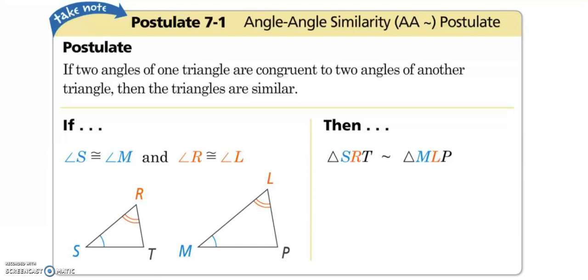measuring devices. So the first postulate we're talking about is the angle-angle similarity postulate, which states that if two angles of one triangle are congruent to two angles of another triangle, then the triangles are similar. The reason this is angle-angle and not angle-angle-angle, if we remember the third angles theorem, is that we only need two to be able to prove the third. So if two angles are congruent to each other, then I know automatically the triangles have to be similar.